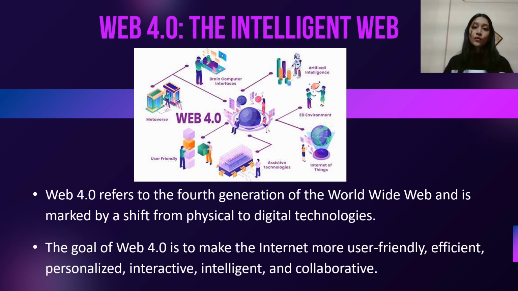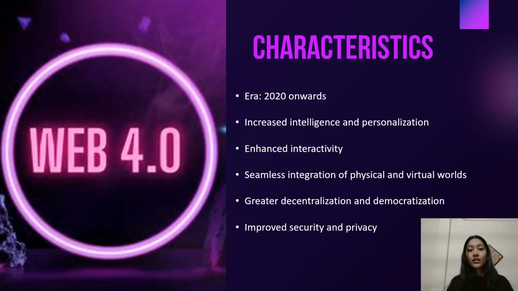Now, the fourth generation of the web is Web 4.0, which is also known as the intelligent web. It marked the shift from physical to digital technology. The goal of Web 4.0 is to make the internet more user friendly, more personalized, more interactive, more intelligent, and collaborative. So, what were its characteristics?